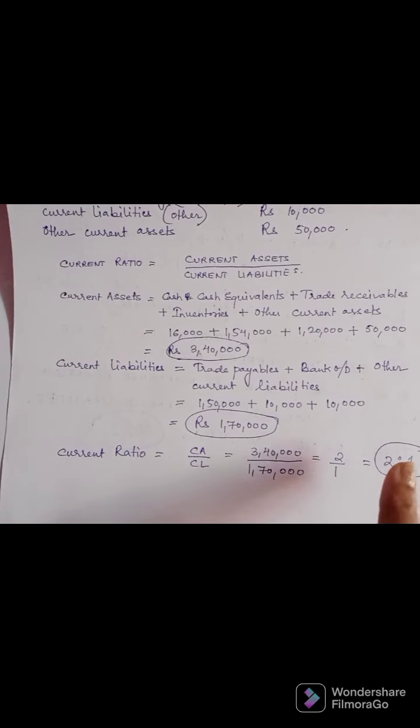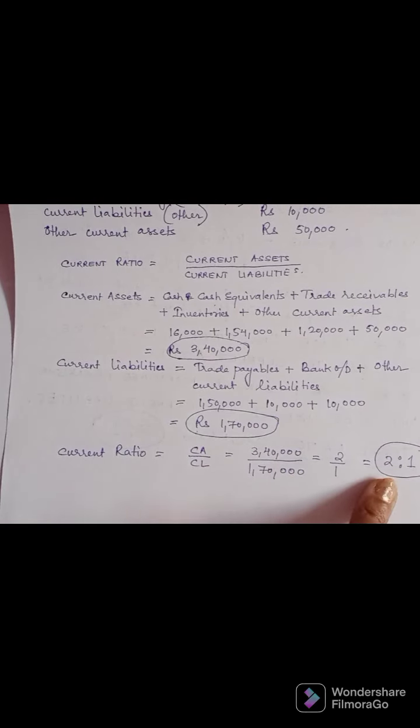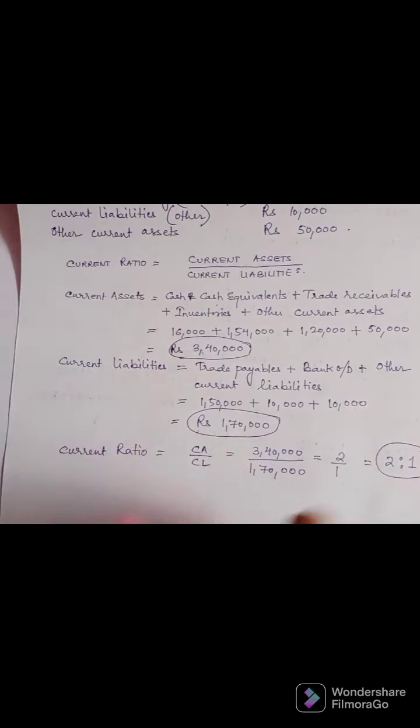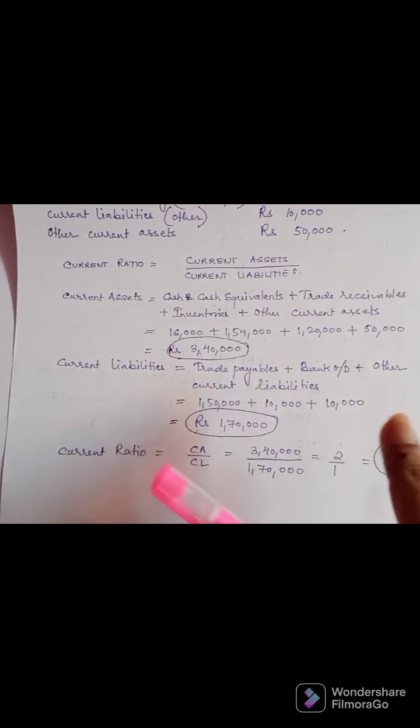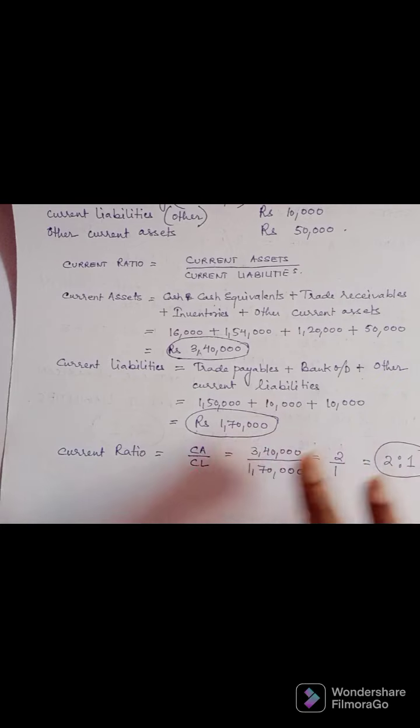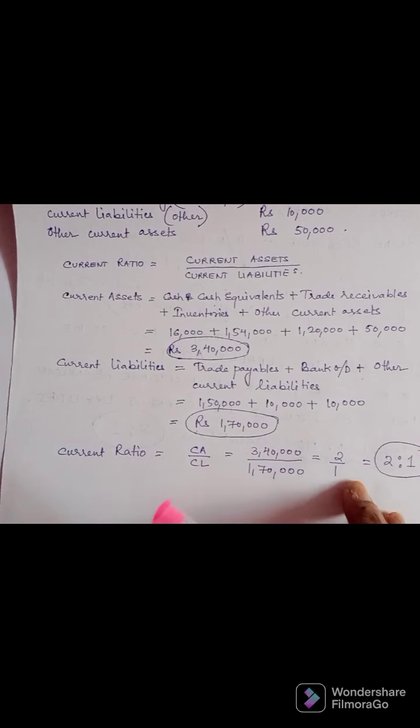Now we already know that the ideal ratio is also 2:1. So this is considered to be acceptable. If we had to comment on the position of this particular business, we would say that it has the ideal ratio, so it is in a safe position if we are talking about liquidity. But in this sum, they have not asked you to analyze or comment, so we are not doing it. Otherwise, we would have done that. Okay, so this is one simplest example of current ratio.